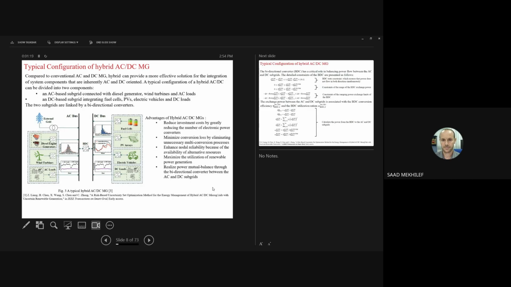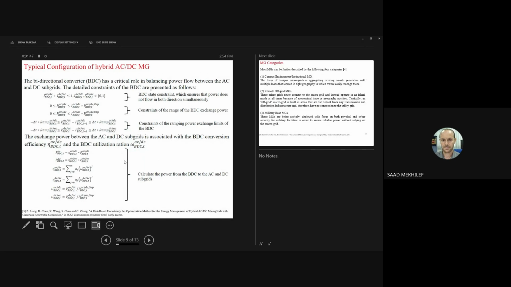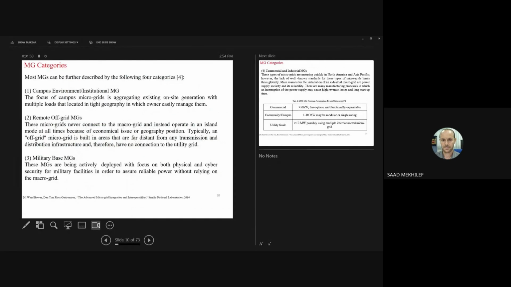And as mentioned before, when you have a hybrid grid or hybrid microgrid, you see here the BDC, the bidirectional converter. This bidirectional converter between the AC and DC is very important, and it should be able to move the power from one side to another side. You can see here, this is an AC bus, this is a DC bus, and then it is connected to the grid. I'm not going to go into these equations.